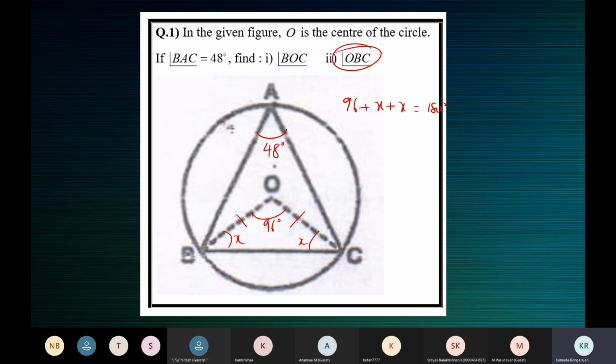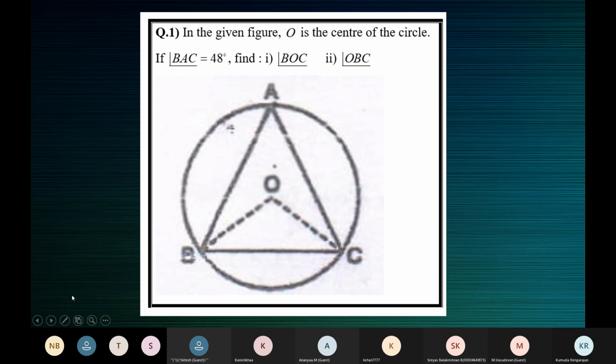Is it very clear, children? Is it clear or very clear? Clear, ma'am. Clear, not very clear. Then what's your doubt, Shreyas? Okay, maybe your practice will make it more clear. Fine.